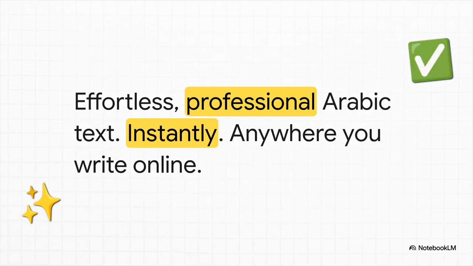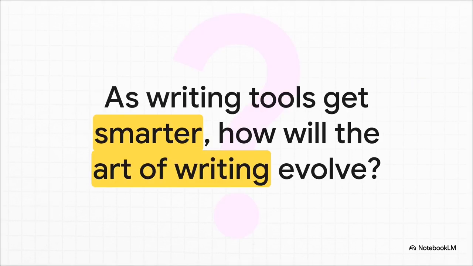So when you boil it all down, that's the core promise here. It's all about removing the friction from writing in Arabic on the web. It's about giving you the power to create clean, professional-looking text instantly, no matter where you are. And this all leads to a much bigger question. As tools like Muabir become a normal part of how we write, they stop being just tools that fix our mistakes. They start to actually change our relationship with writing itself. So it makes you wonder, as our AI assistants get smarter and smarter, how is the actual art of writing going to evolve right along with them?